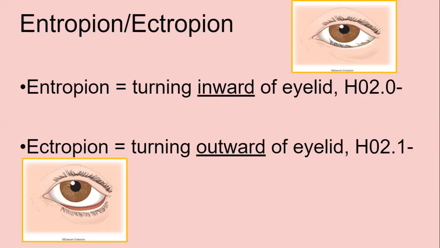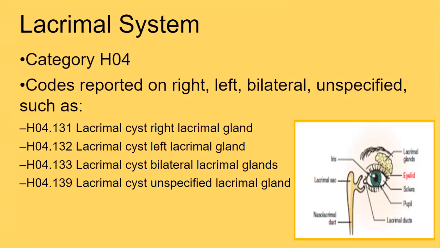Entropion and Ectropion. Entropion, turning inward of the eyelid, is H02.0. Ectropion, turning outward of the eye, H02.1. Lacrimal system, category H04. Codes are reported on the right, left, bilateral, unspecified. I'm going to let you read through those codes and look at them in your ICD-10, bubble and highlight.